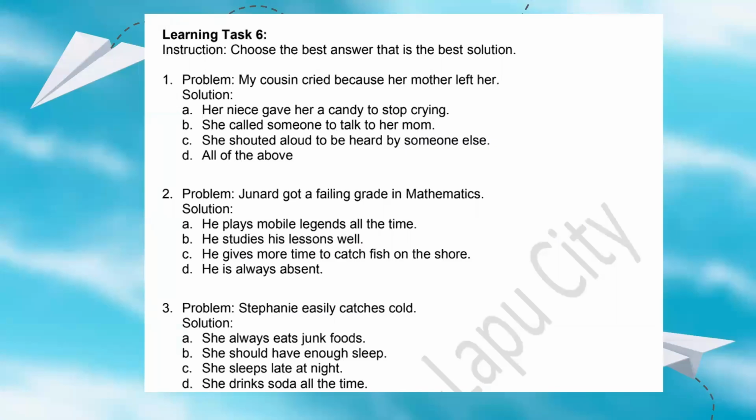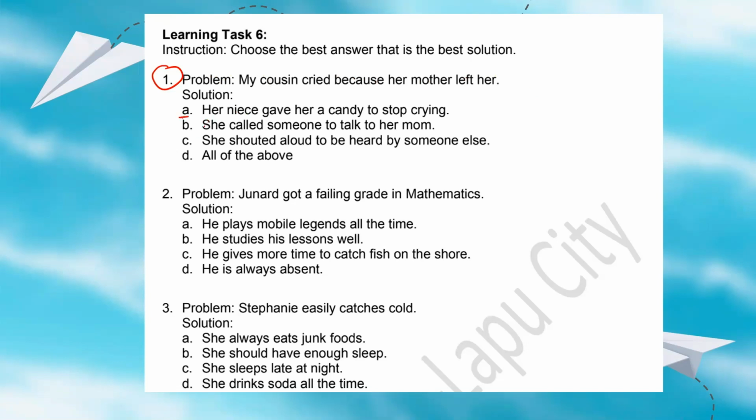Now we are in learning task number 6. Let's read together the instruction. Choose the best answer that is the best solution for every problem in each item. Let me read number 1 for you. We are in number 1. Problem, my cousin cried because her mother left her. What should be the solution?